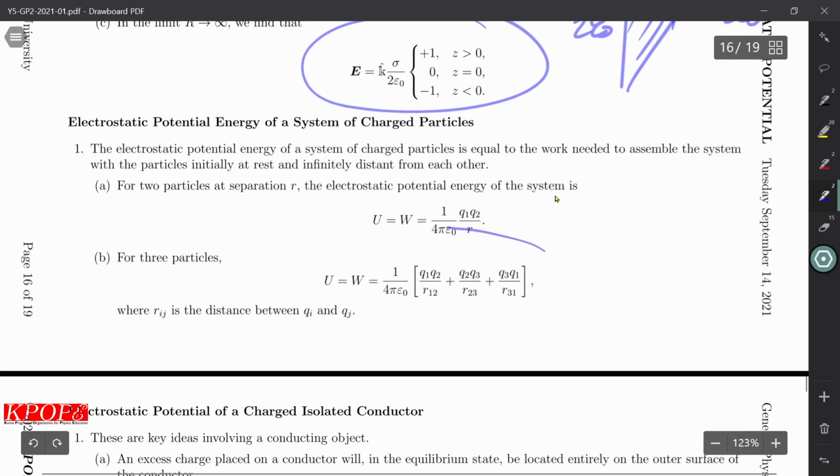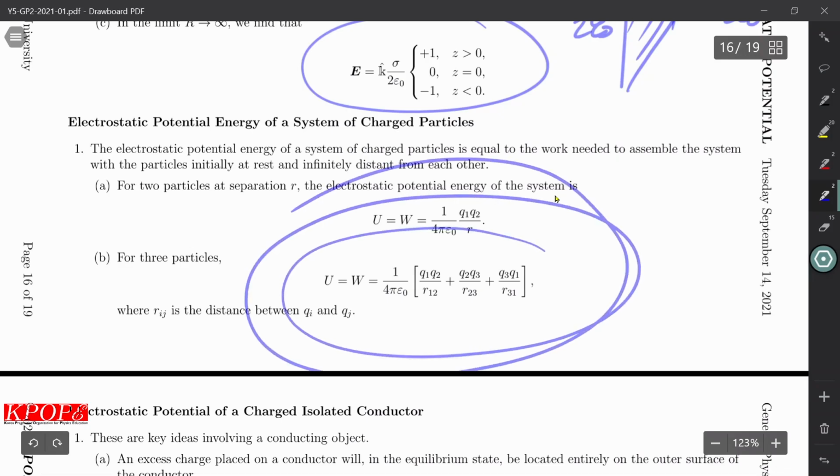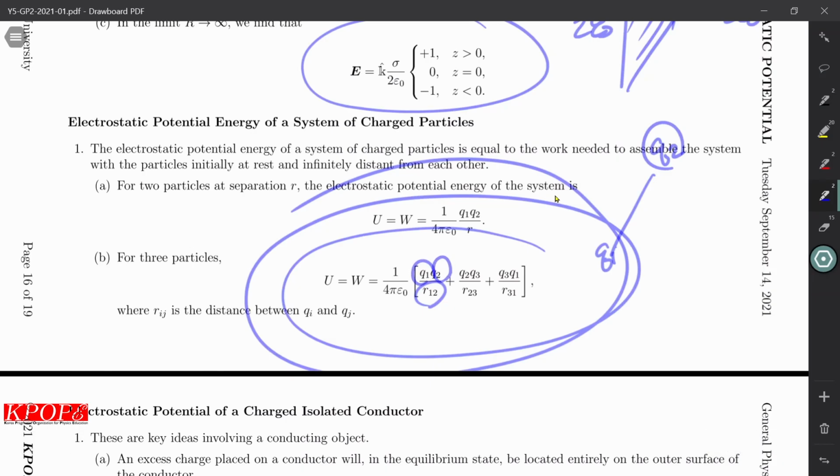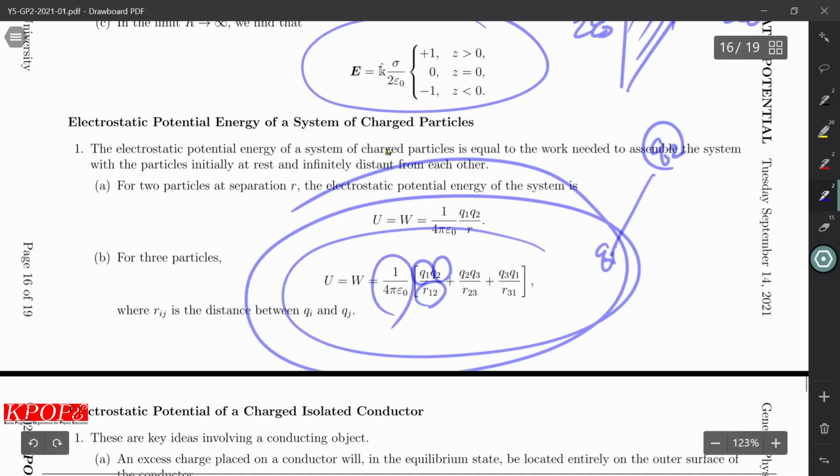We have already commented that the electrostatic potential of a system of charged particles can be computed in such a way: the product of charges over distance, sum them all, and multiply by 1 over 4 pi epsilon 0.